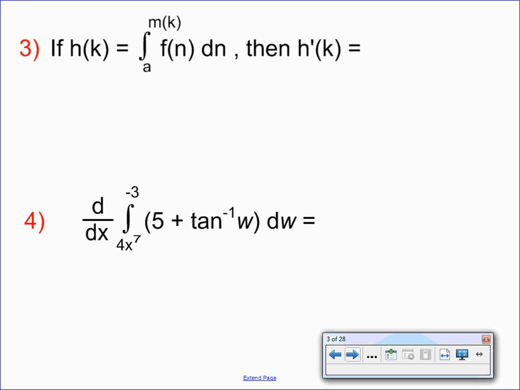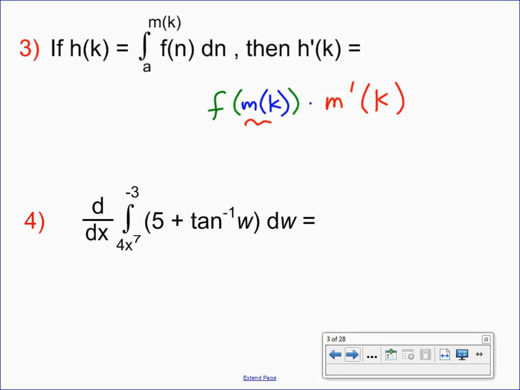Uh-oh. What's different about number 3? In number 3, my lower limit a is still assumed to be a constant, but now my upper limit is itself a function of k. And so in this case, I not only have to differentiate the integral defined expression, I also need to multiply by the derivative of the inside function, in this case, the upper limit, m of k. And so here we go. H prime of k will be given by my integrand function evaluated at my upper limit. And then what? Well, then times the derivative of my upper limit. So that would be written as m prime of k.